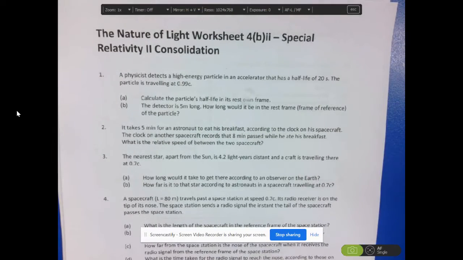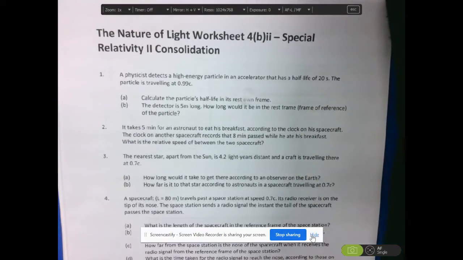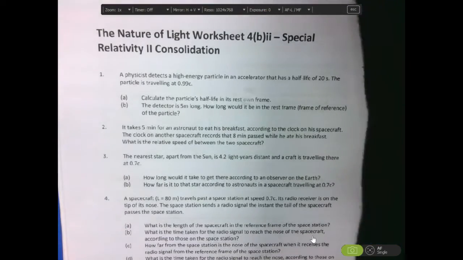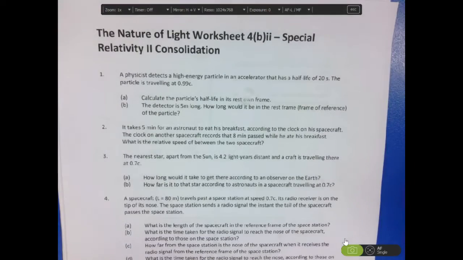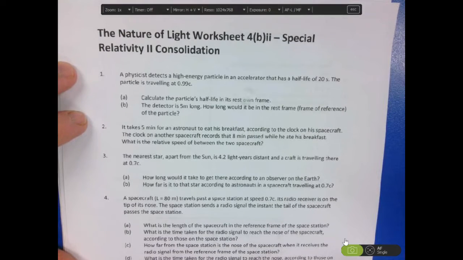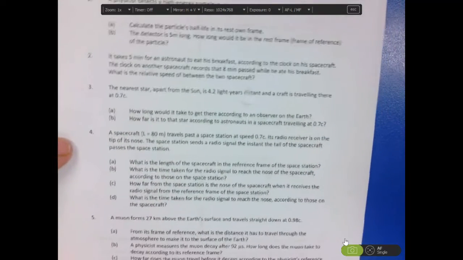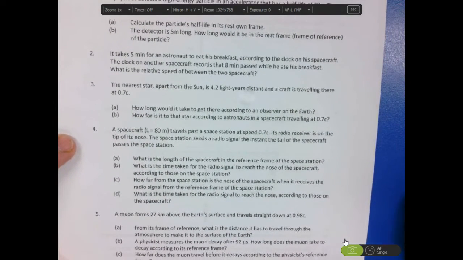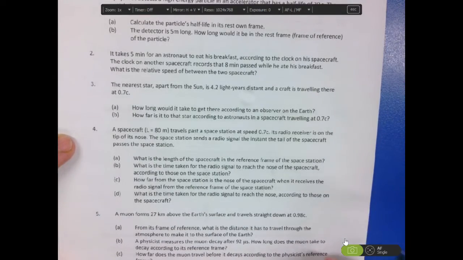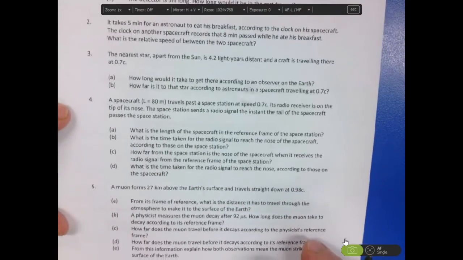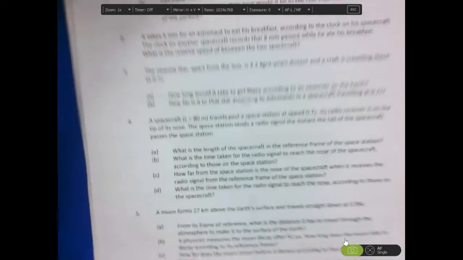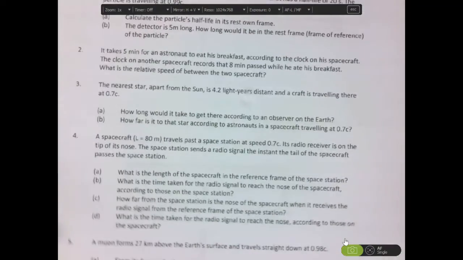Welcome back. We're going to continue now working our way through the consolidation worksheet, which is special relativity 4B part 2. In a previous video, we did questions 1 through 3, so we'll now focus in on 4 and hopefully 5 or 6. Okay, so let's look at question 4 and see what we can do with it.